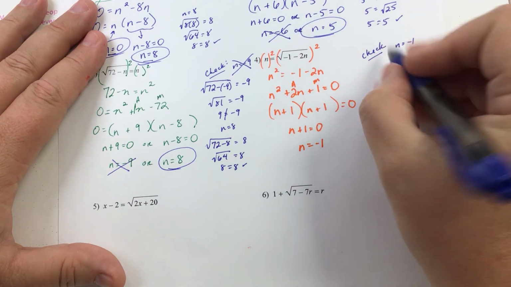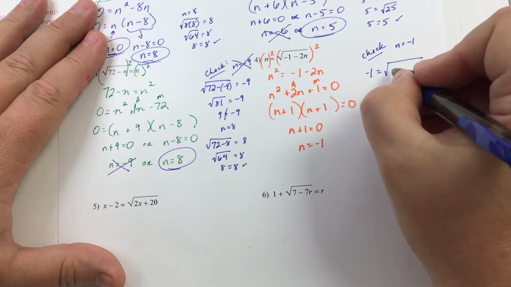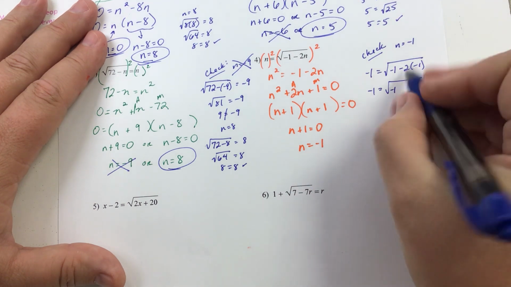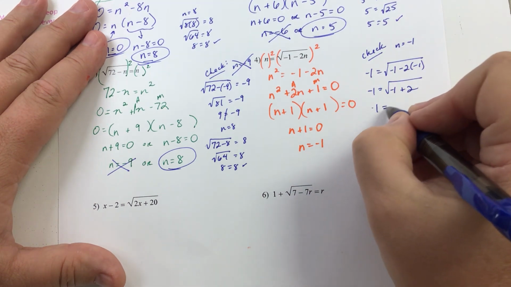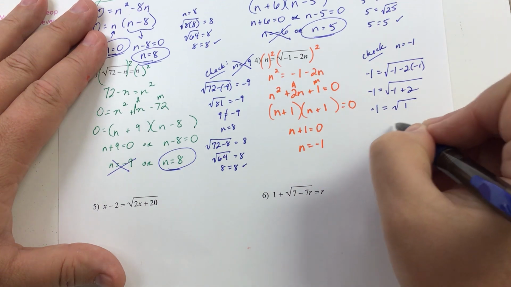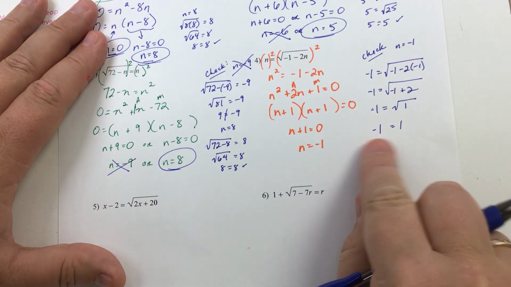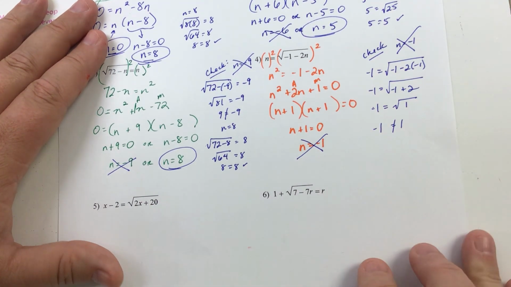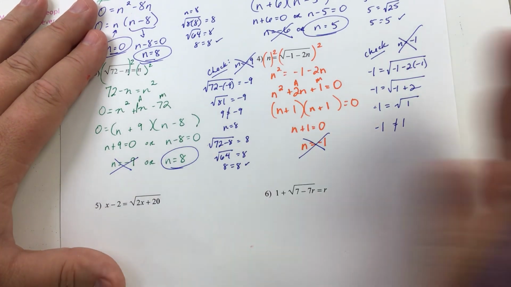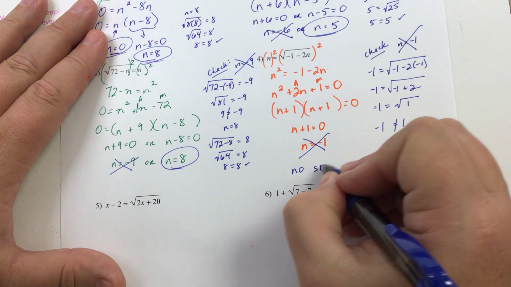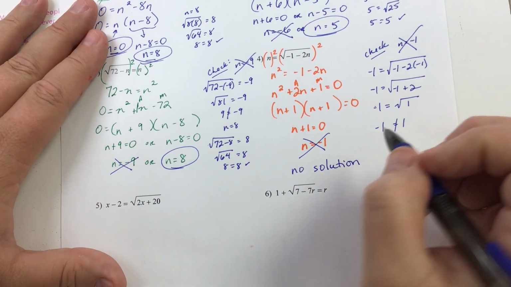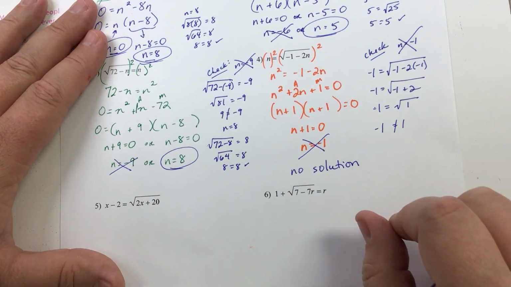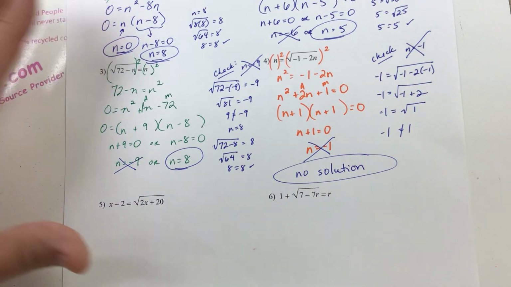check negative 1. Does negative 1 equal the square root of negative 1 minus 2 times negative 1? Working this out, this is going to be negative 1 plus 2. Negative 1 plus 2 is a positive 1, and the square root of 1 is 1. So 1 is not equivalent to negative 1, so n equals negative 1 does not work. It's an extraneous solution. Since we don't have any other options, this particular problem, if you remember from Algebra 1, if your solution is extraneous and doesn't work, your answer is no solution.